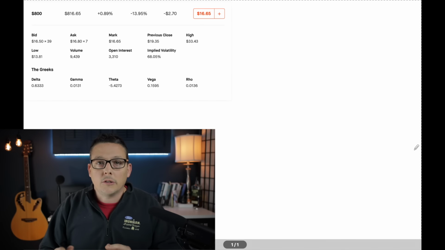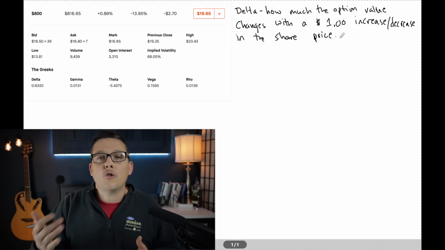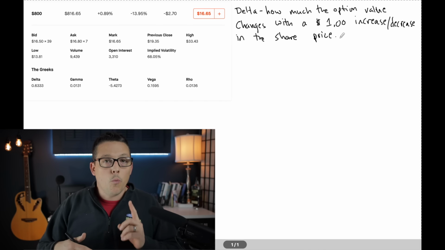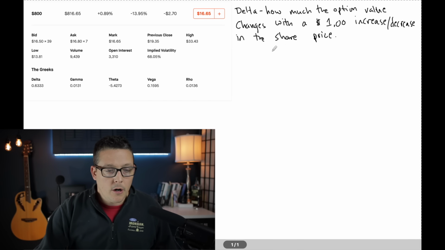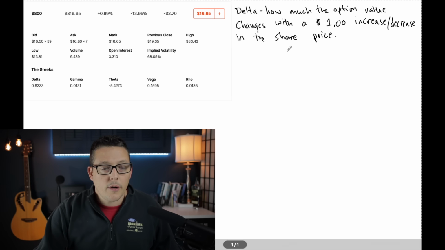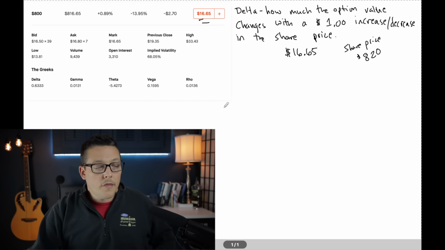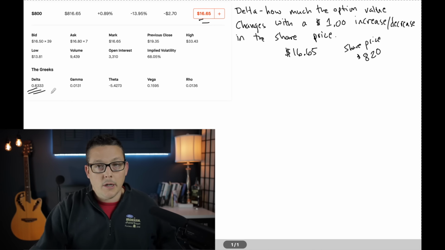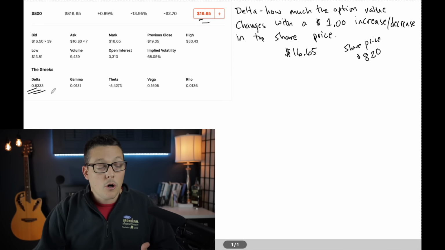First, let's talk delta. First, the technical definition. Delta is how much the option's value is going to increase or decrease with a $1 change in the share price. So let's break that down and make it a little bit simpler. Right now, we can see that the current premium for this option is $16.65, and let's say the current share price is $820. What this delta of 0.63 means, and guys, contracts are 100 shares, so this is going to be per share.